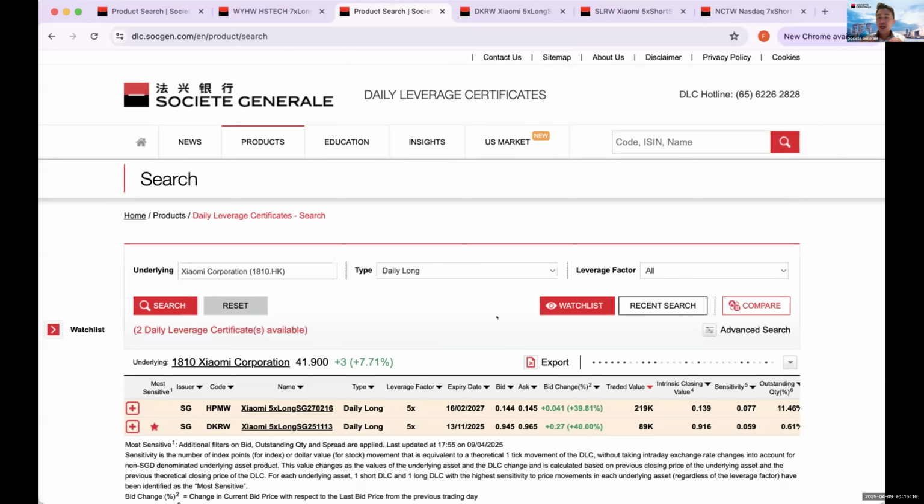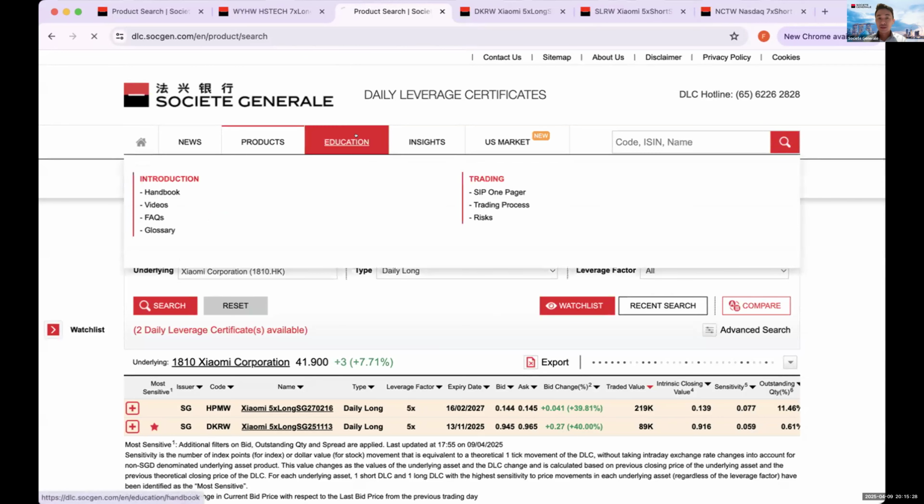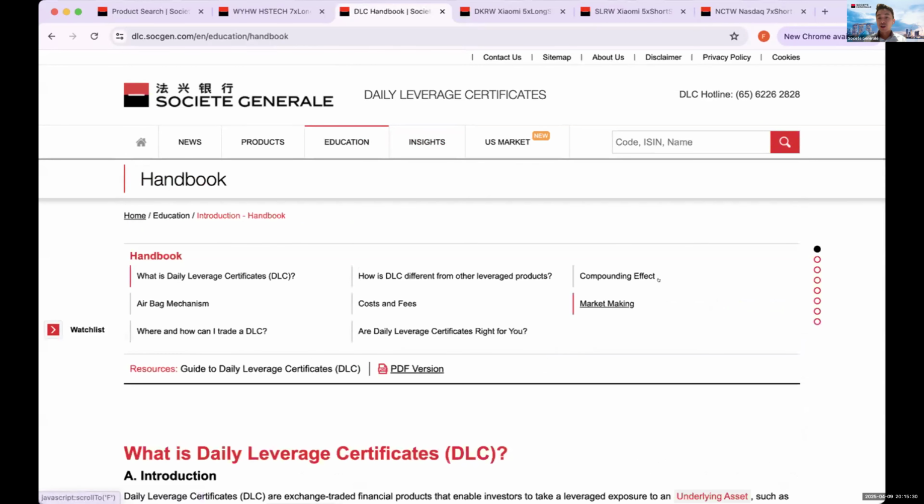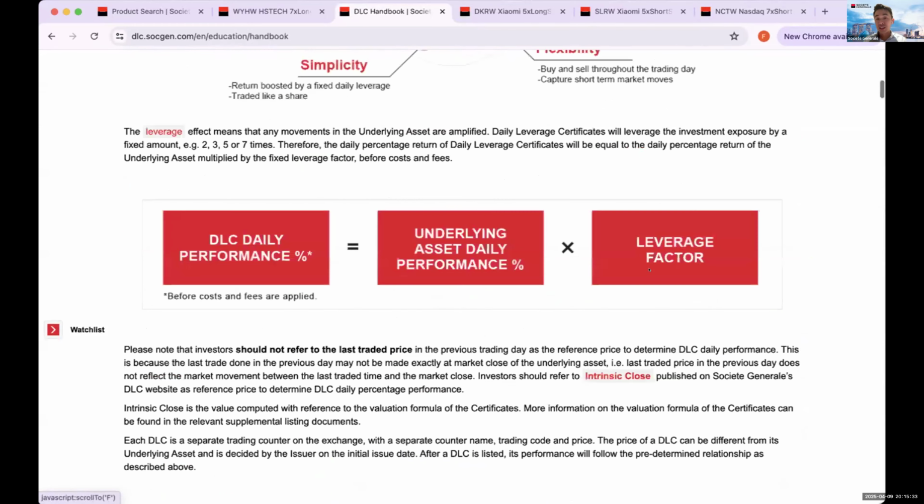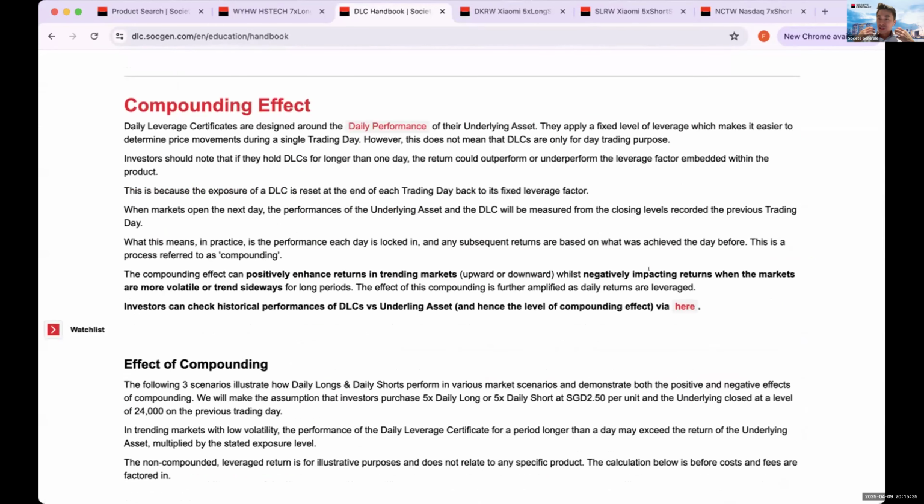All right. The main reason why I say you cannot hold it for too long is because of the one thing that I want to share with you before I end, and the most important thing you need to know about the DLCs before you trade them, which is the compounding effect feature of the DLCs. All right. So under the education tab, you can find the compounding effect feature of the DLCs over here. The compounding effect feature is very common in all fixed leverage instruments. Even your TQQQ or your SQQQ leveraged and inverse ETFs in the US all have this compounding effect feature.